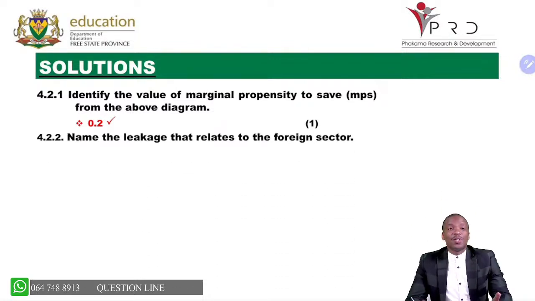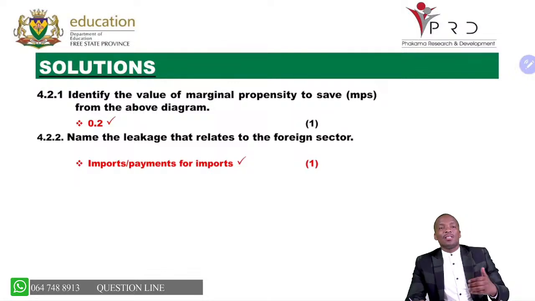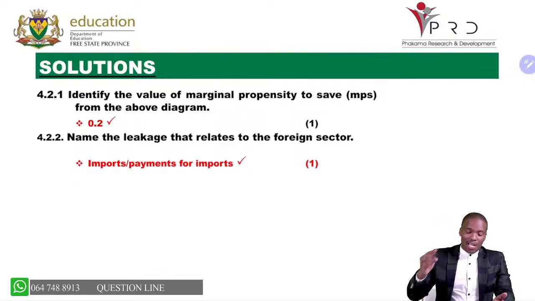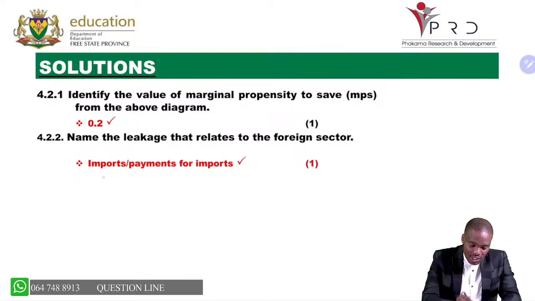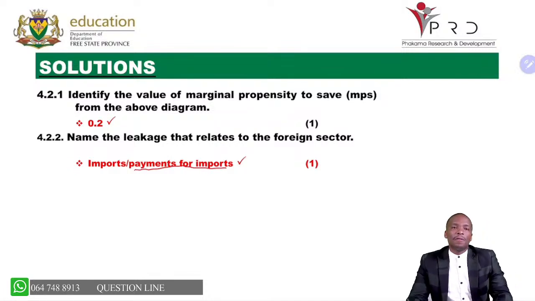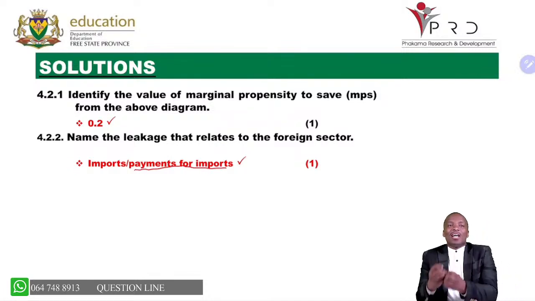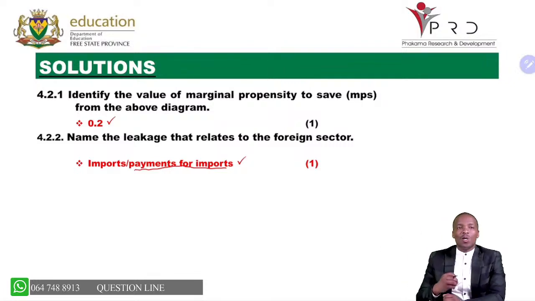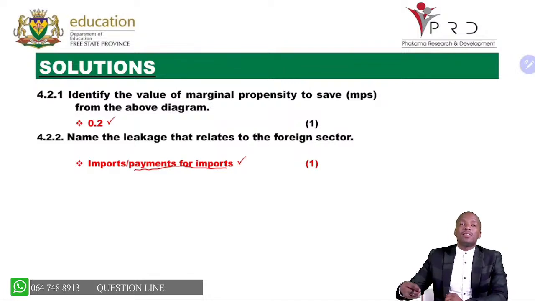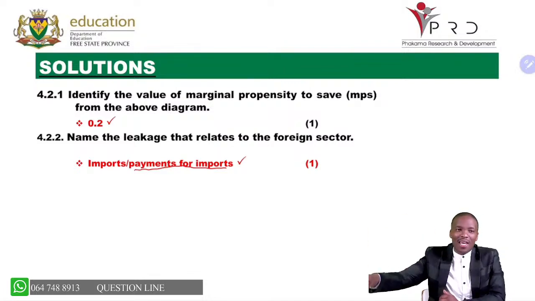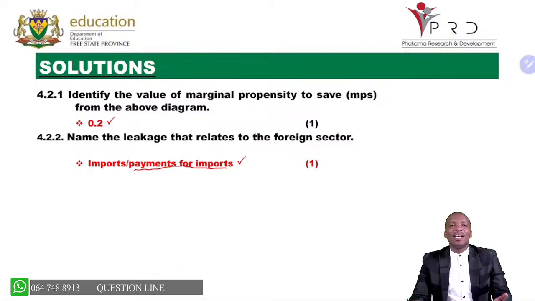Then number 2 says, name the leakage that relates to the foreign sector. You and I know that it is the payments of imports. So be careful here, grade 12s. I want to emphasize this. Imports are not a leakage, but the payment for imports becomes a leakage. Because imports, we are talking about the physical goods, and those physical goods are coming into South Africa. So that is not a leakage because we are receiving those goods. But the payment for those, money goes out of the country. That is why it creates a leakage.